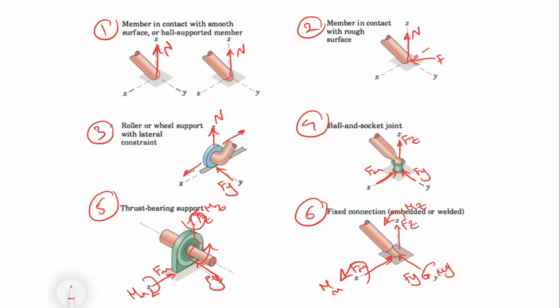So as long as the member is constrained with either the movement or the rotation or couple, we need to consider reactions for that specific support. As long as there is no constraint, we don't need to consider any force or couple for that specific support. That would be pretty much everything for this video.